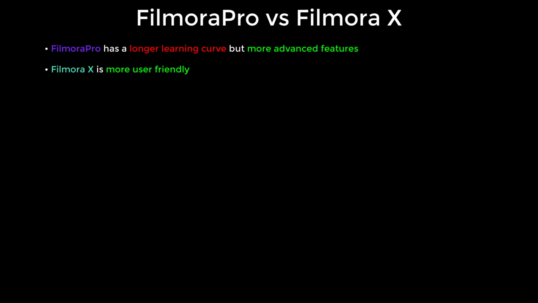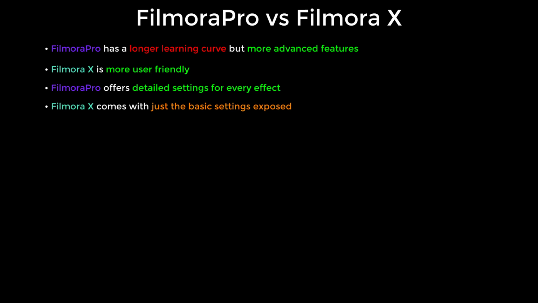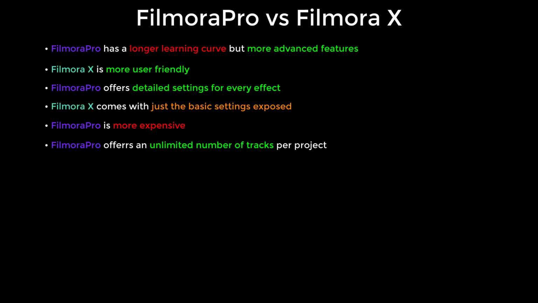Filmora Pro offers detailed settings for every effect. Filmora 10, on the other hand, comes with just the basic settings exposed. Money-wise, Filmora Pro lags behind the Filmora 10, by costing significantly more. Filmora Pro is ahead of Filmora 10 by offering an unlimited number of tracks per project. Filmora 10, in turn, offers just a maximum of 100 tracks.